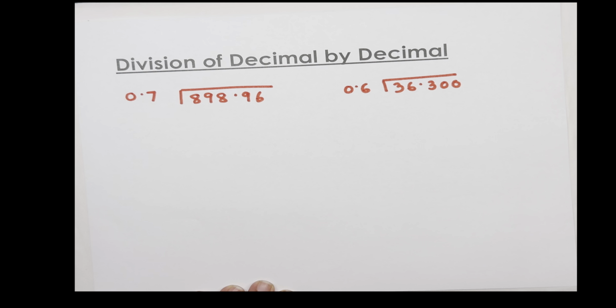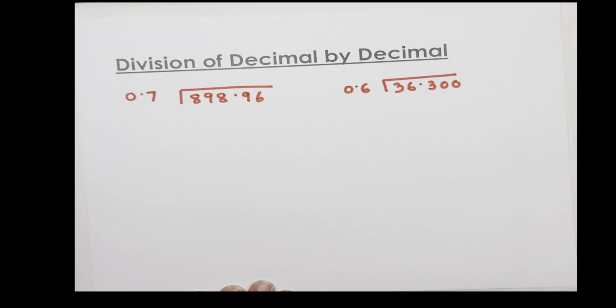Today we're going to learn how to divide a decimal number by a decimal number. And during the process, if it is a continuing decimal number, we'll divide after two digits after decimal. So let's get started. Look at this number: 89.896 divided by 0.7. Now look at how many digits are after the decimal.